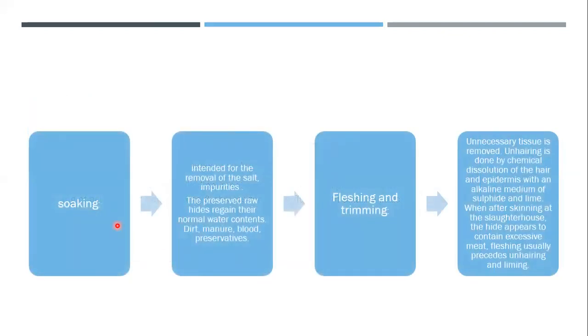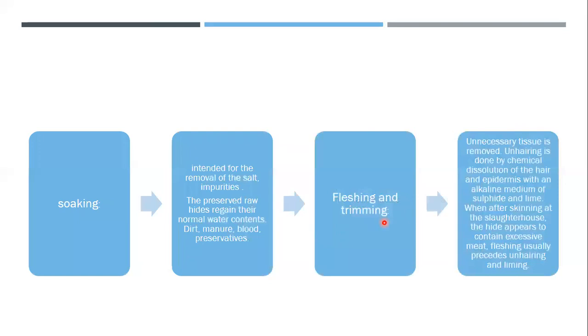Next, we have to preserve hides, from various methods. There are some important processes to preserve the hides and skins of animals. So first of all, we have soaking. Soaking is a process which removes the salt and impurities from the skin and hide, and lets the raw hide regain its normal water retention, and removes dust, moisture, and blood.